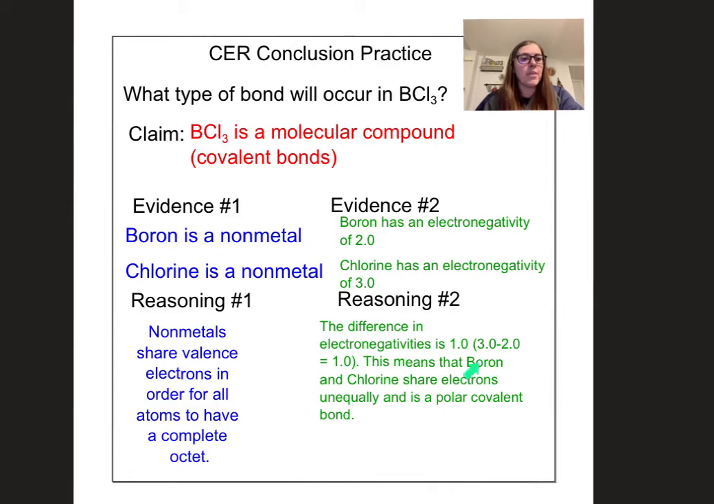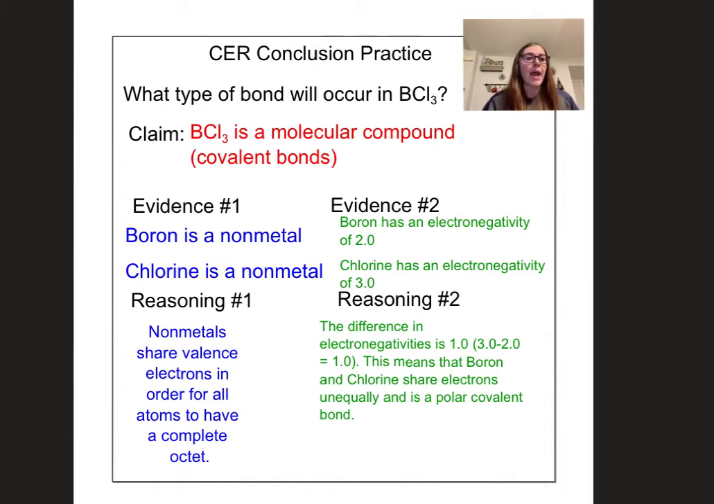This means that boron and chlorine share electrons unequally, right? One is bigger than 0.4 but less than 1.7, so it's that middle difference level, which means it's a polar covalent bond. So I'm saying that they share because of this answer of 1, and they share unequally, and I'm showing that I know that that means it's polar covalent.